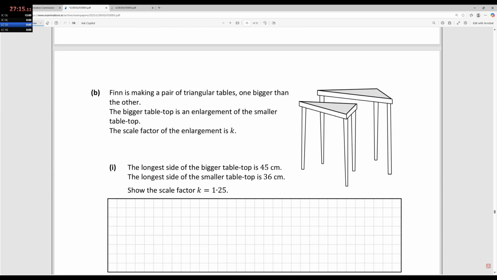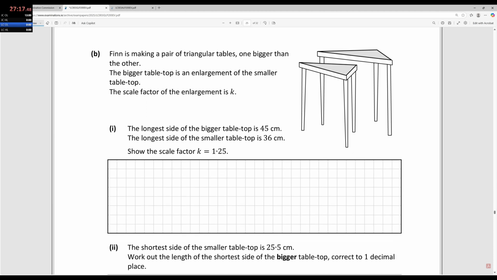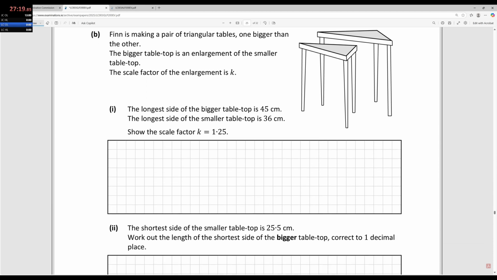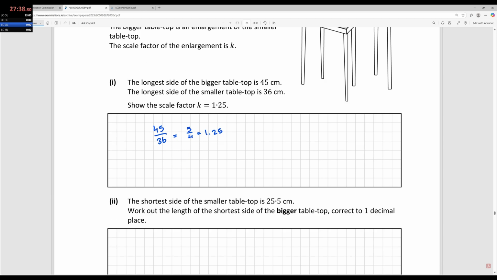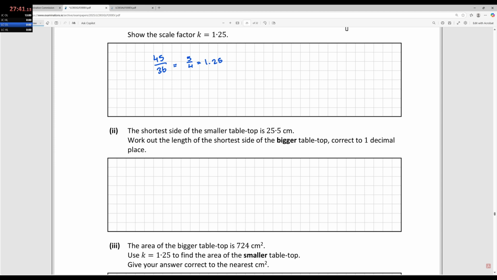Finn's making a pair of triangle tables, one bigger than the other. The bigger table is an enlargement of the smaller one. I didn't do enlargements with anyone. The scale factor of the enlargement is K. The longest side of the table is 45, the longest side of the smaller table is 36. So we do 45 divided by 36. And when you do that on a calculator, you do in fact get 5/4, which if you press SD is 1.25. Then work out the length of the shortest side of the bigger table, so you'd multiply 25.5 by 1.25.